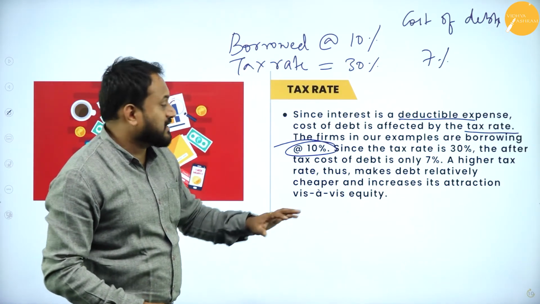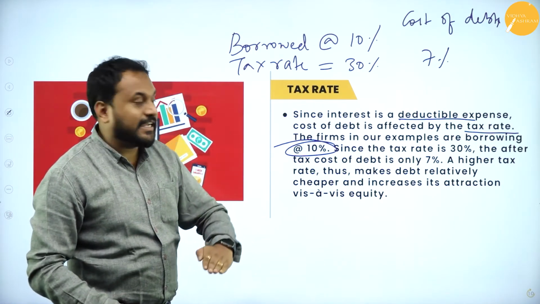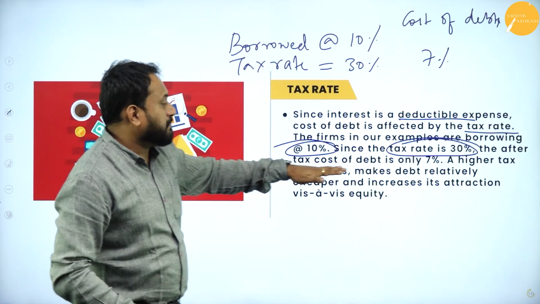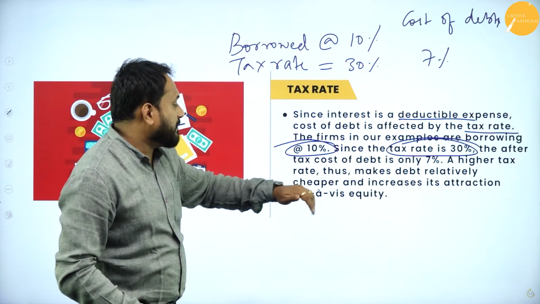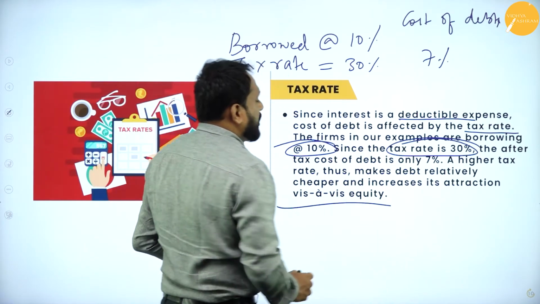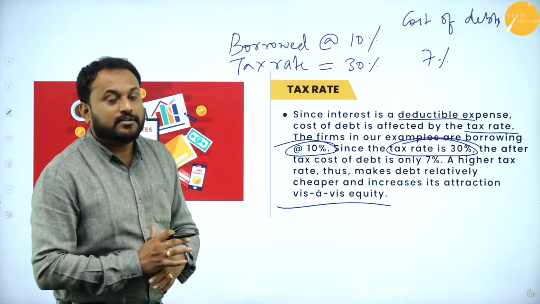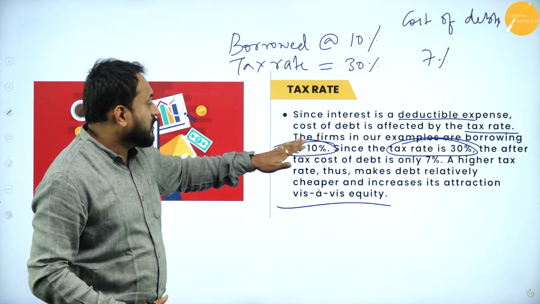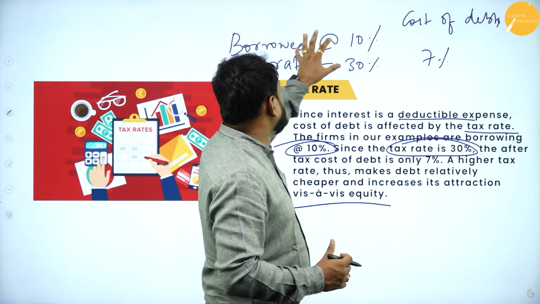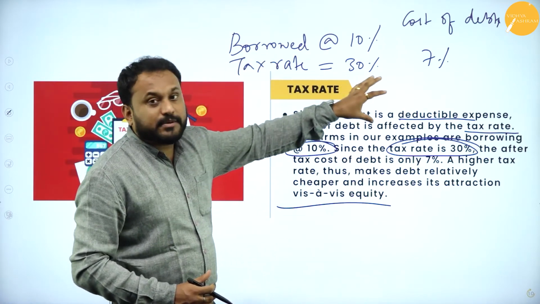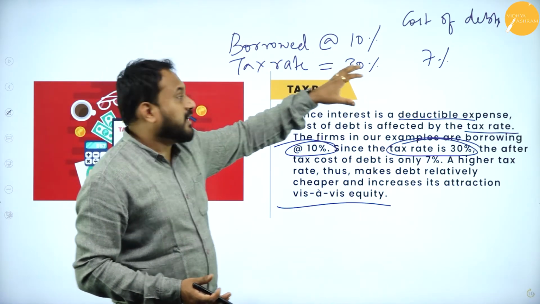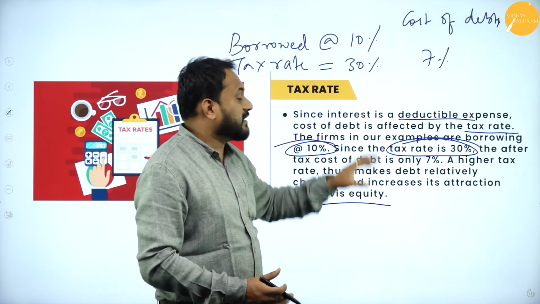The higher tax rate thus makes debt relatively cheaper. Higher tax rate, because the tax rate is how much? 30%. A higher tax rate thus makes debt relatively cheaper and increases its attraction. Vice versa, the equity. So here 10% was there. Now what is exactly the 10% of the 30? That is 10% you have on your borrowed. Now the tax rate is 30%. Certainly when the tax rates are more, what will happen to the borrowed fund? That will be like 7%. So that is what happens here in the tax rate system.